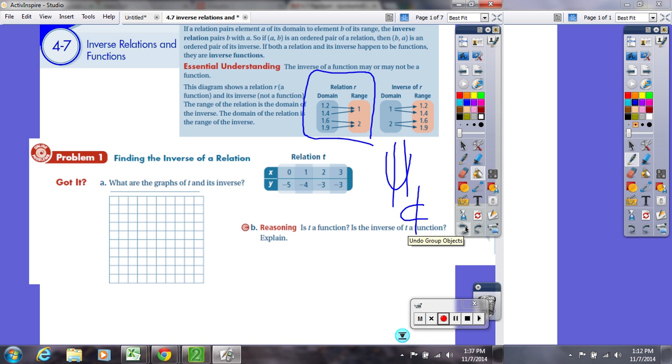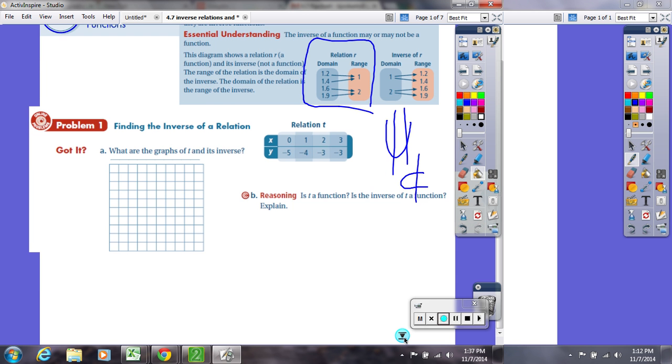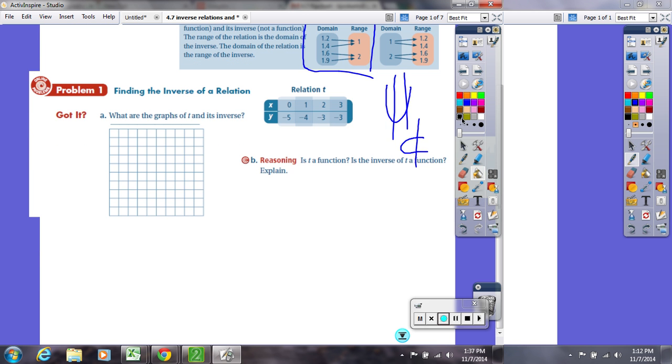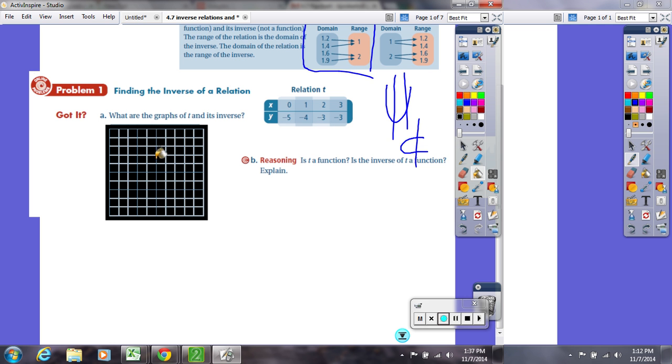Okay, so here is the relation. What are the graphs of it and its inverse? Okay, so let's graph them. That's what they're asking us to do here. This is different than the lesson.